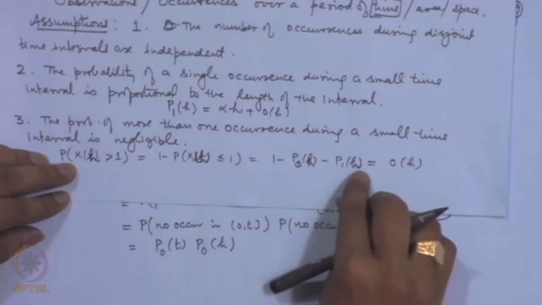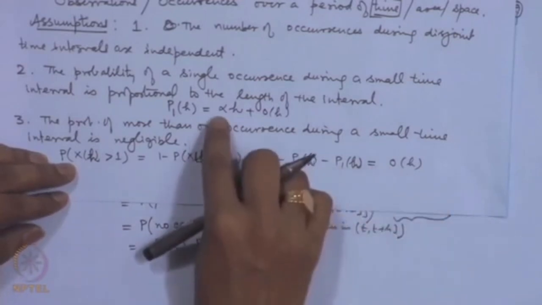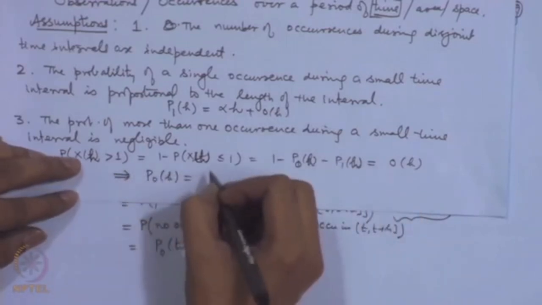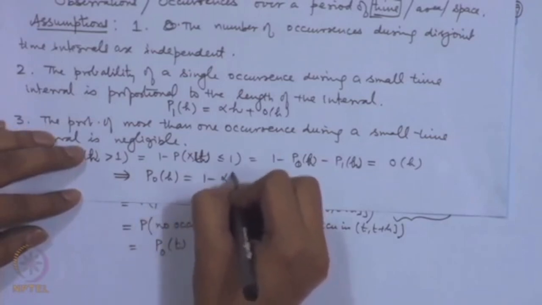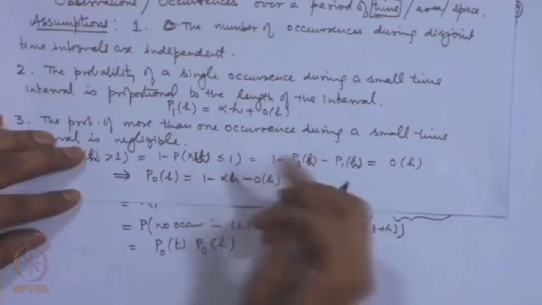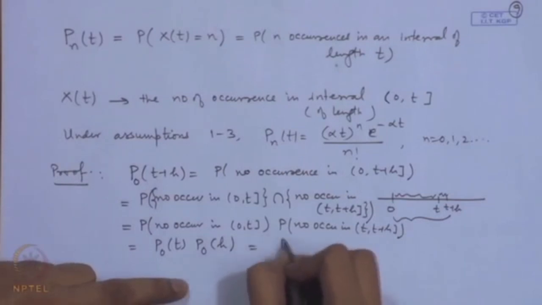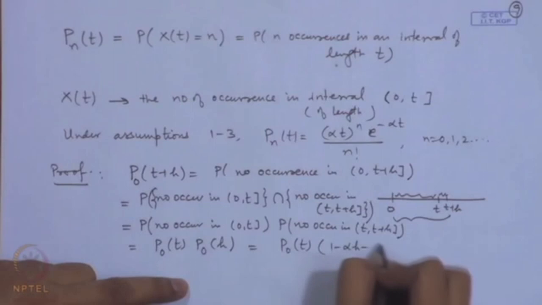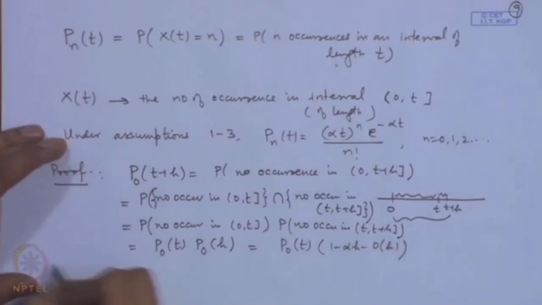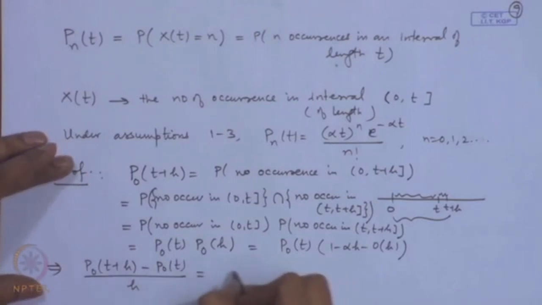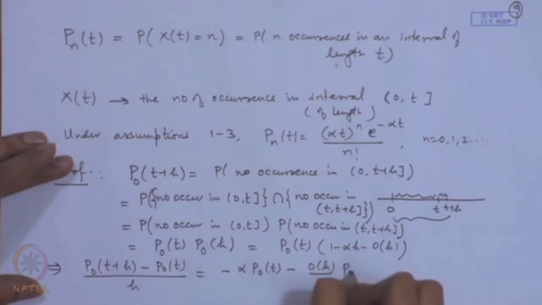1 minus p 0 h minus p 1 h is equal to O h, and p 1 h is alpha h plus O h. So, if we substitute here, we get p 0 h is equal to 1 minus alpha h minus O h, since 2 times O h is the same as writing it once. So, this is equal to p 0 t times 1 minus alpha h minus O h. So, we can write p 0 t plus h minus p 0 t divided by h as equal to minus alpha p 0 t minus O h by h times p 0 t.